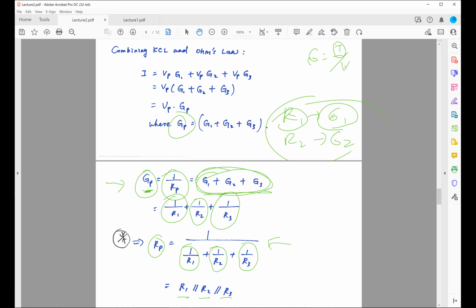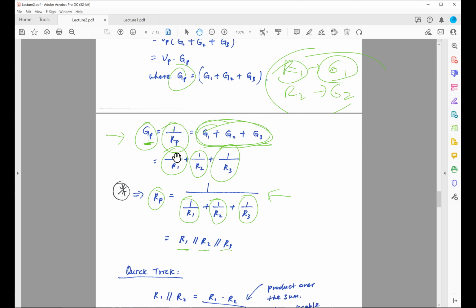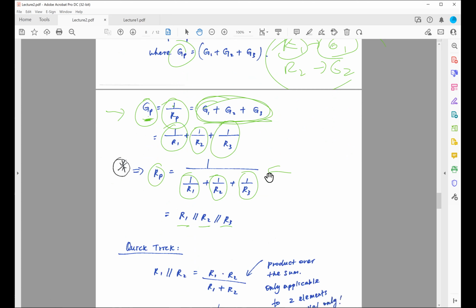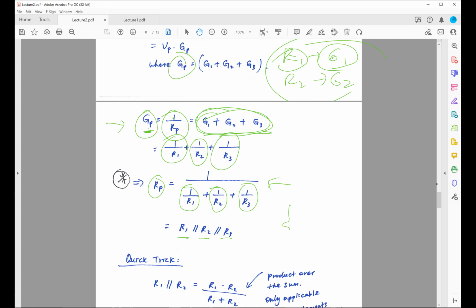But symbolically, all we have to do is put 2 slashes representing 2 elements in parallel. Okay. So again, if I have 2 resistors in parallel, you can always go ahead and use this equation to calculate the equivalent resistance, Rp.